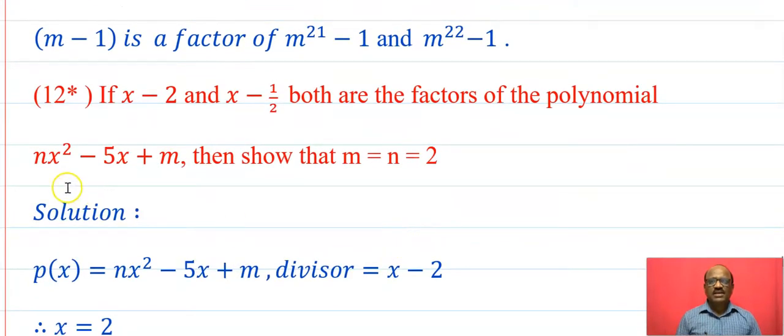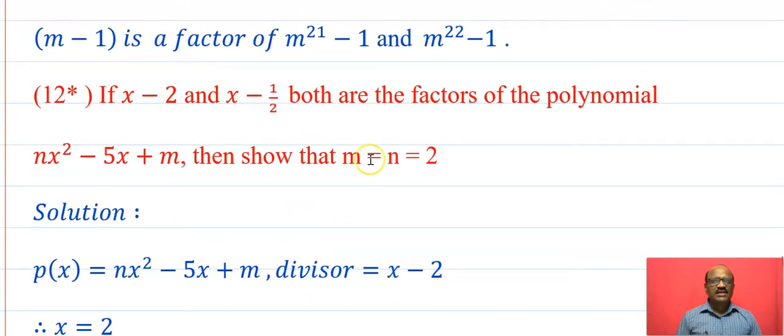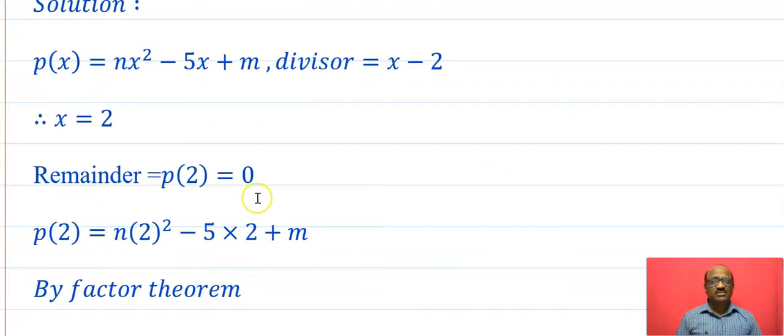Now the next problem is: if x minus 2 and x minus 1 upon 2 both are factors of the polynomial nx square minus 5x plus m, then show that m is equal to n is equal to 2. No problem, we'll solve this. That is, p of x is equal to nx square minus 5x plus 2. Divisor x minus 2. Therefore, we take x is equal to 2. As these are factors, the remainder must be 0. Therefore, p of 2 is equal to 0.